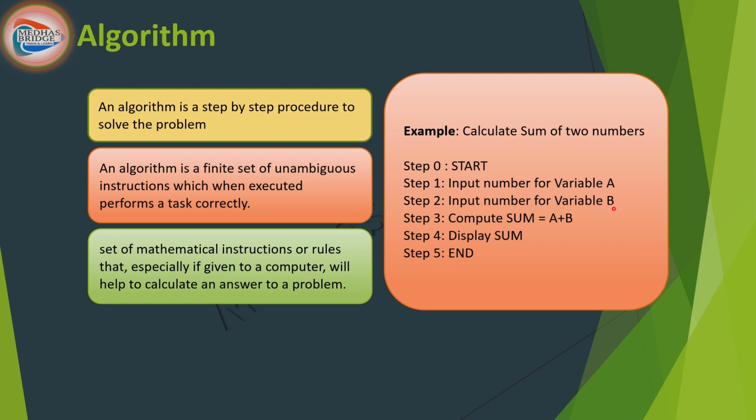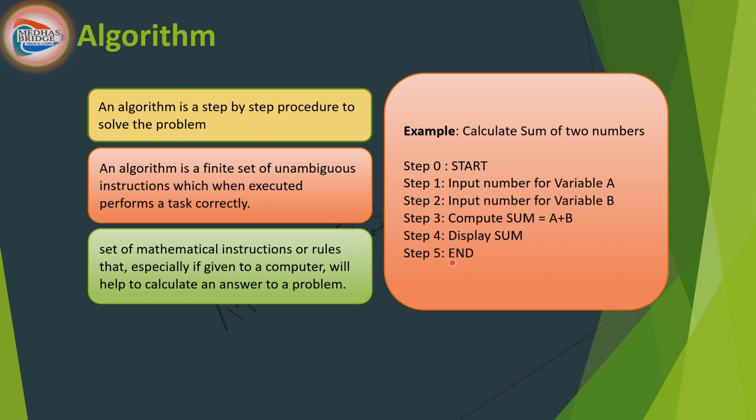in step 2, and then in step 3, since I know the two numbers, I would be computing using the mathematical formula sum is equal to A plus B. Then in step 4, I would be displaying the sum which I calculated in the previous step. So my goal is achieved. So I can end the program.